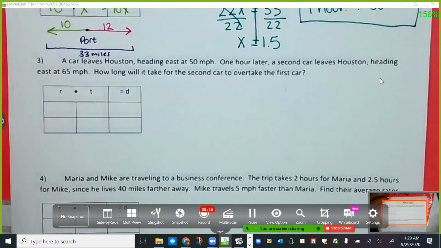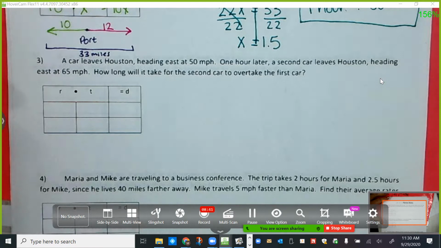So it says a car leaves Houston heading east at 50 miles per hour. 1 hour later, a second car leaves Houston heading east at 65 miles per hour. How long will it take for the second car to overtake the first car? When we want to know when it'll pass it, don't we need to find out when they'll be exactly the same? Because within less than a second, it's going to pass if it's going faster. So we're looking for where they've made it the same distance.